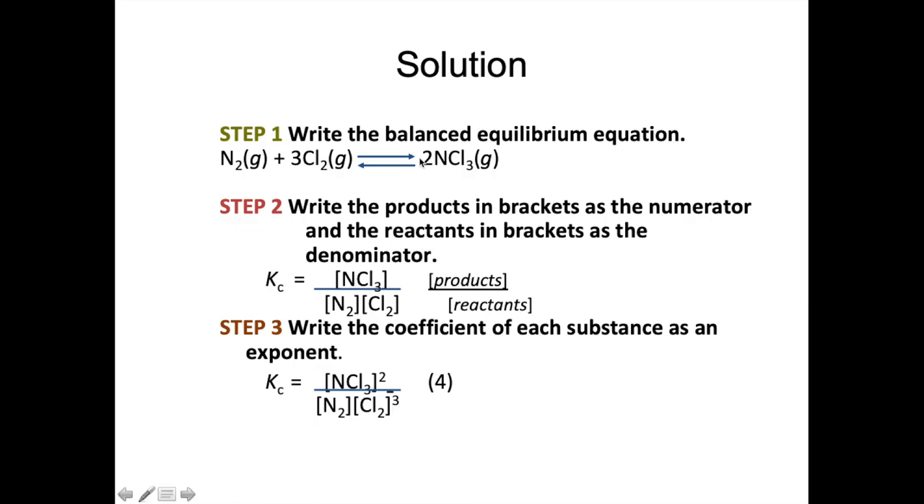Hopefully you guys picked answer 4 over there. So remember, we've got 2 nitrogen trichlorides, so that's going to show up on your numerator with an exponent of 2. On our denominator, we have nitrogen, which has its own set of square brackets, and we have chlorine with its own set, and it's raised to the power of 3, because that's the coefficient of chlorine there. Please note that that 3 only applies to the chlorine. The exponent of nitrogen here is a 1, which of course is not written.